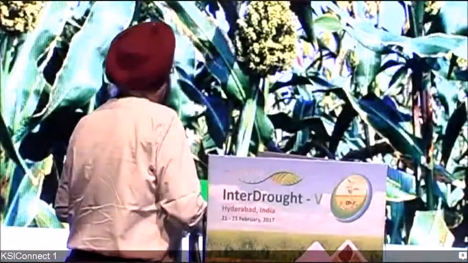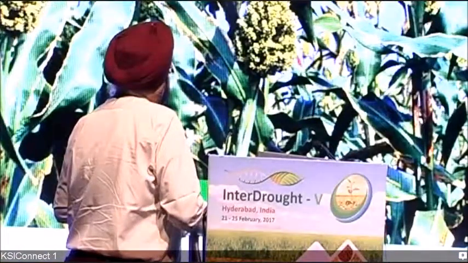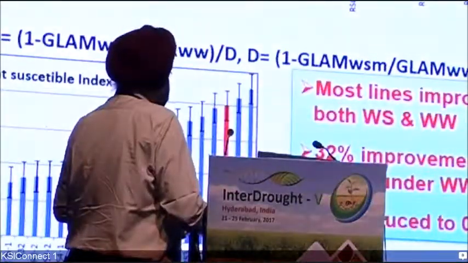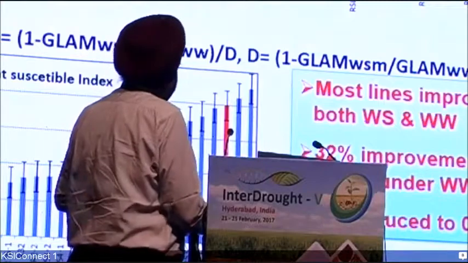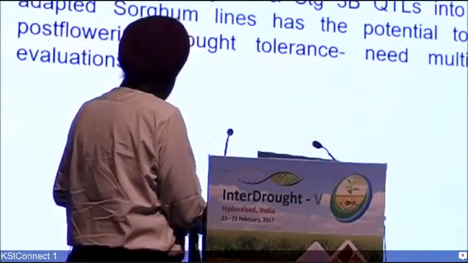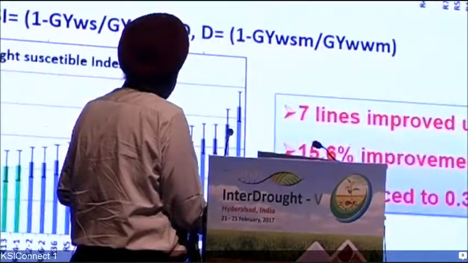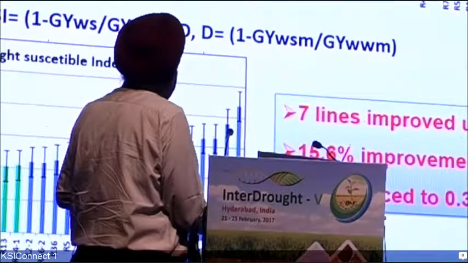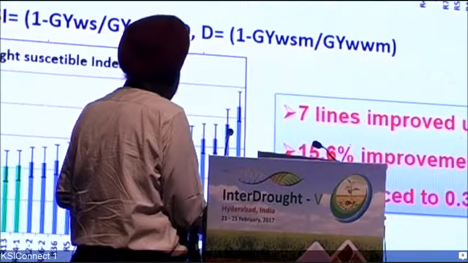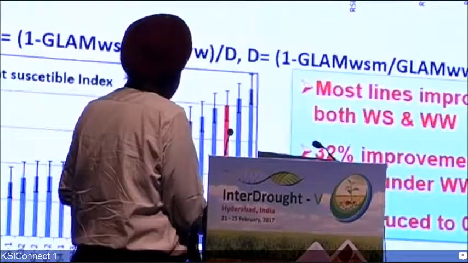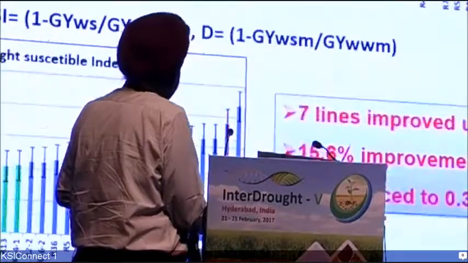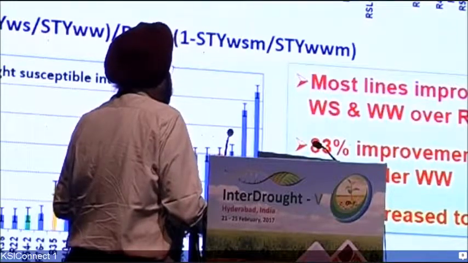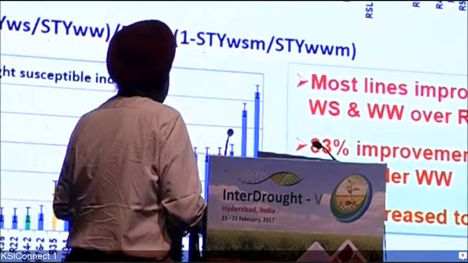This is the second Rabi adapted line. Here also there is improvement, but in this line there is not much improvement in grain yield, though there is improvement in green leaf area. Similarly, for stover yield, there is an improvement of 83%, meaning it almost doubled in this background.